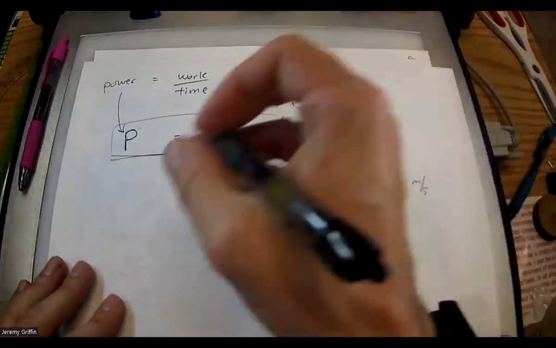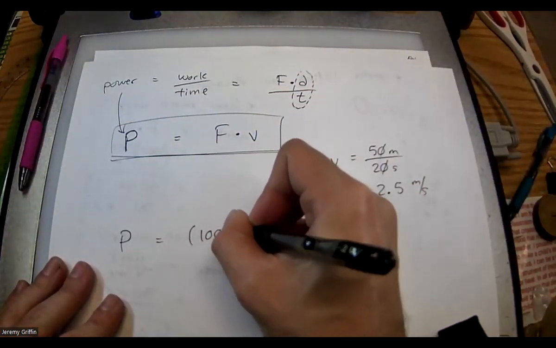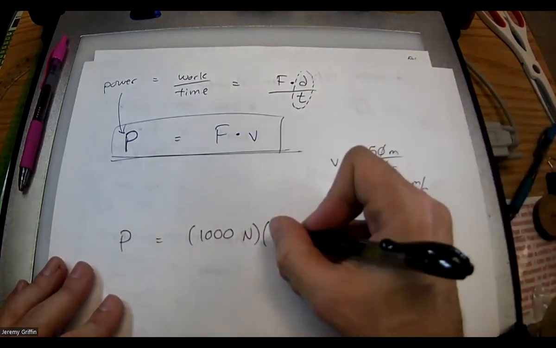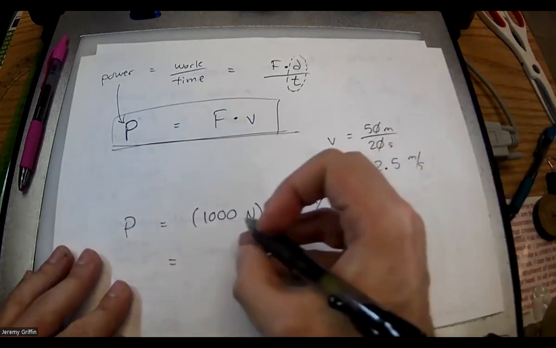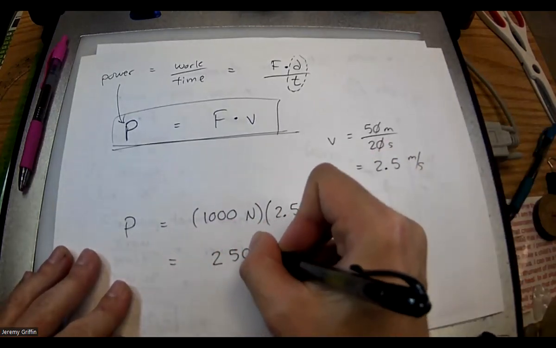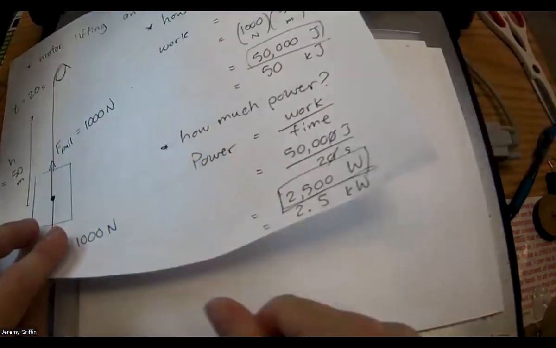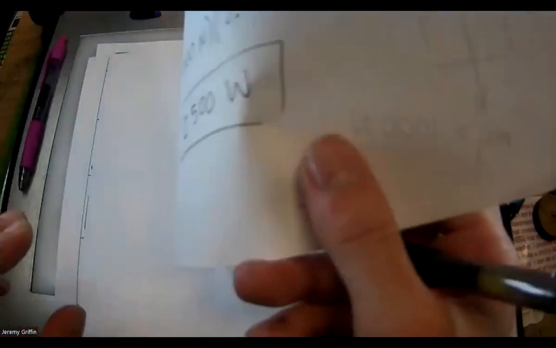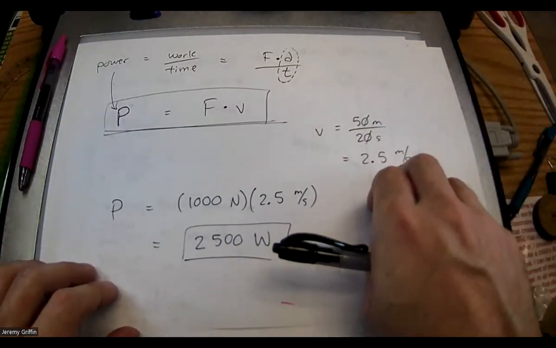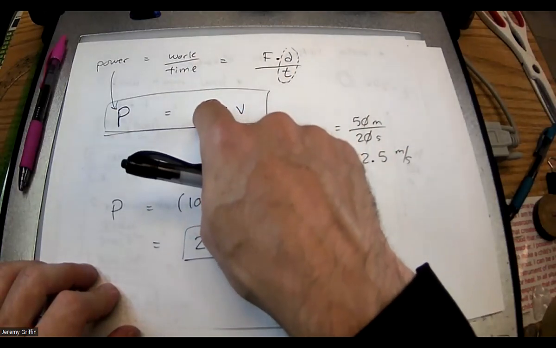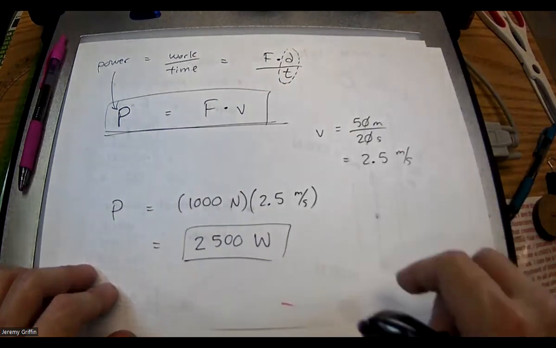So let's say power is equal to 1,000 newton pulling force times 2.5 meters per second. That gives me 2,500 watts. Oh, that's the same thing we got before, 2,500 watts, right? It's a different path through the force, but sometimes this is pretty useful. If you know a constant force you're pulling at, and you know the speed you're pulling at, at a constant speed, just multiply them together.